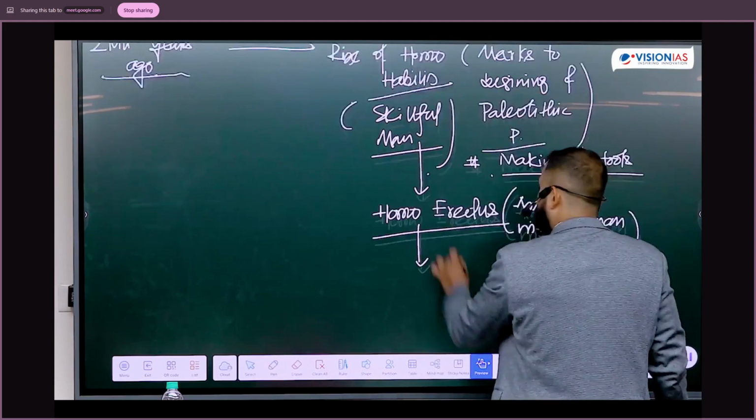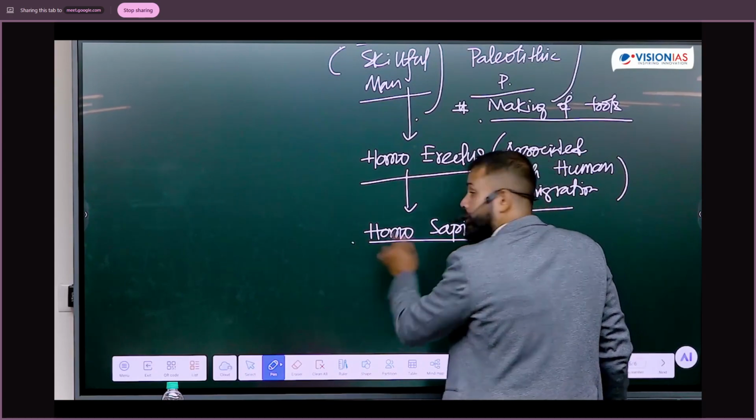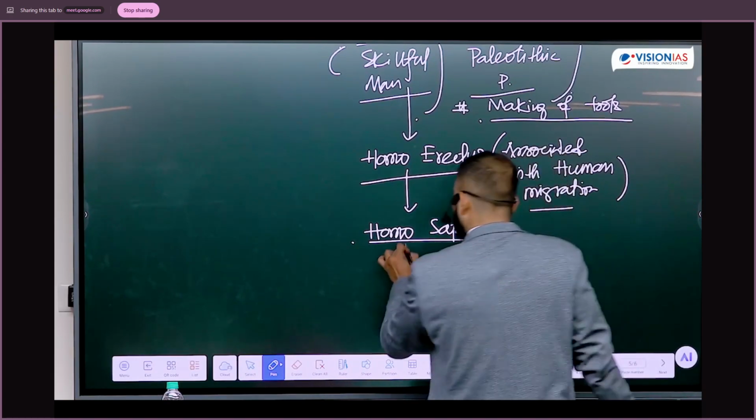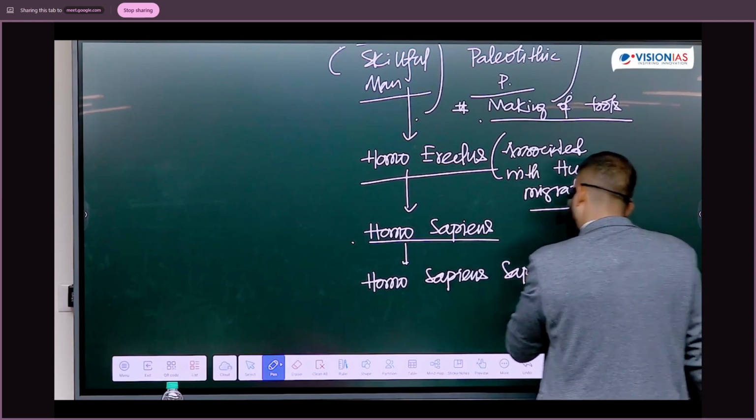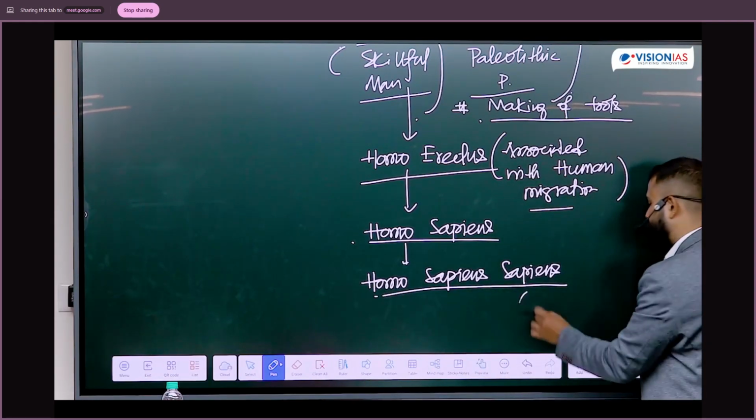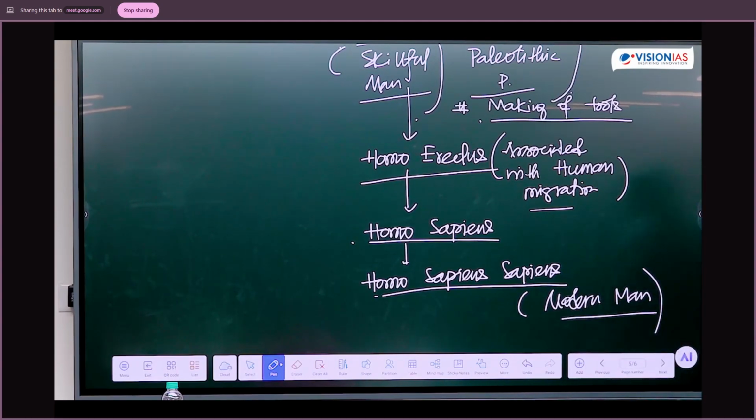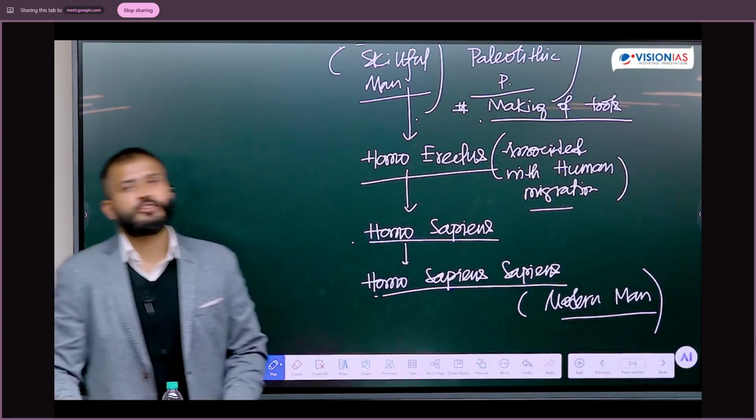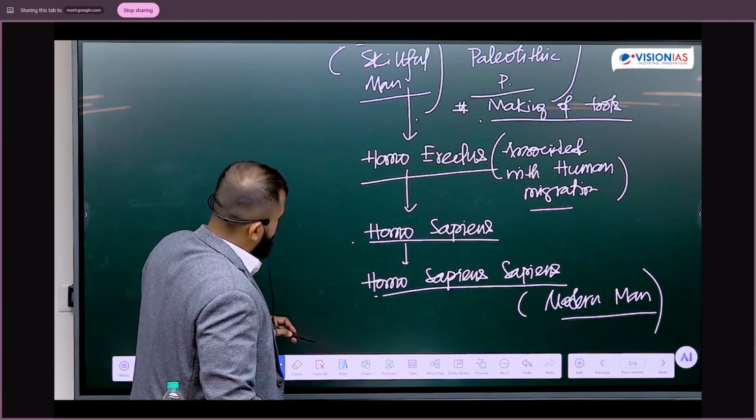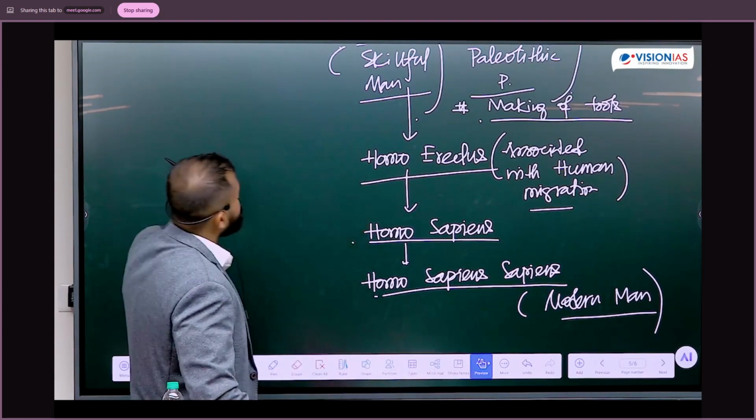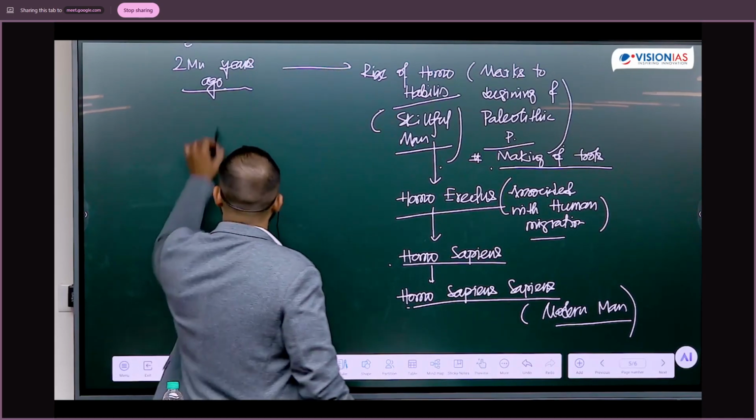Now, from Homo erectus, we have the evolution towards Homo sapiens. Man starts becoming smart. And what are you? Homo sapiens. You are modern man. This is the scientific name for modern man. That is what you are. We are not going to go into the complications of the timeline, but this is the evolution or development towards the modern mind, from 2 million years towards the present.